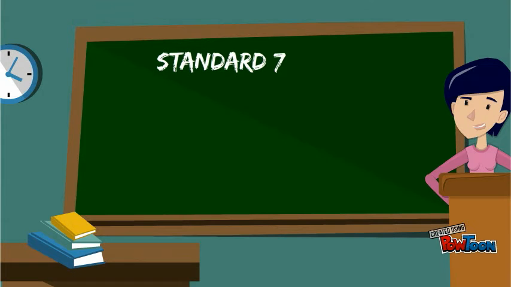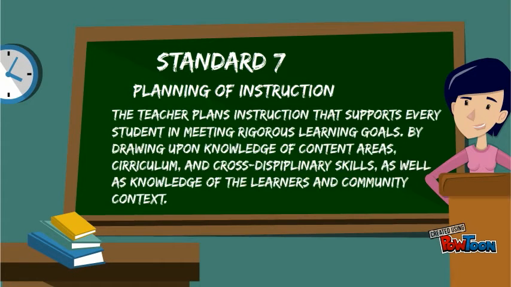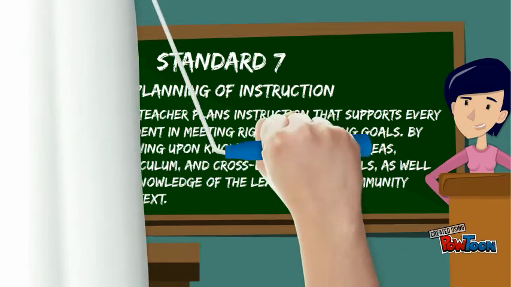Standard 7. Planning for instruction. The teacher plans instruction that supports every student in meeting rigorous learning goals by drawing upon knowledge, content areas, curriculum, and cross-disciplinary skills, as well as the knowledge of the learners and the community context.